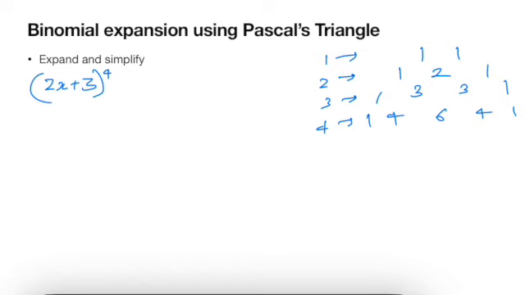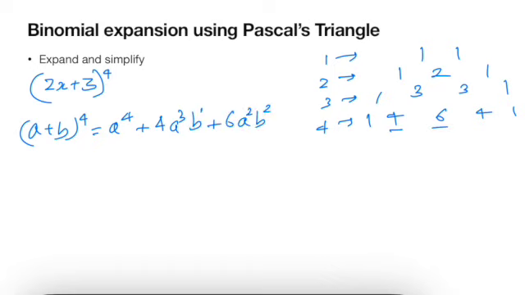Okay, here, so we know that (a plus b) whole to the power 4 is in the form of a to the power 4 plus 4 into a cube b to the power 1 plus 6 into a square b square plus 4 into a to the power 1 b cube plus b to the power 4. Okay, now here a is equal to 2x and b is equal to 3. Let's plug in these values here.